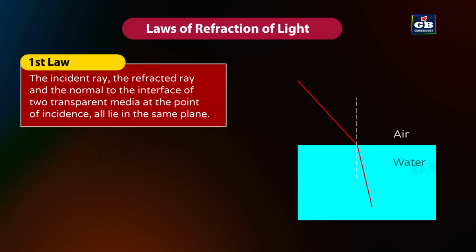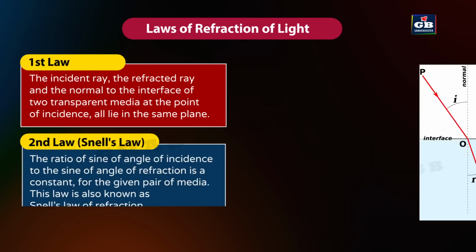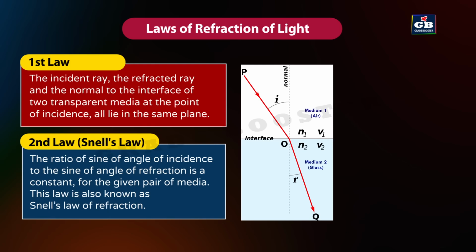The incident ray, the refracted ray, and the normal to the interface of two transparent media at the point of incidence all lie in the same plane. 2. The ratio of sine of angle of incidence to the sine of angle of refraction is a constant for the given pair of media. This law is also known as Snell's law of refraction.